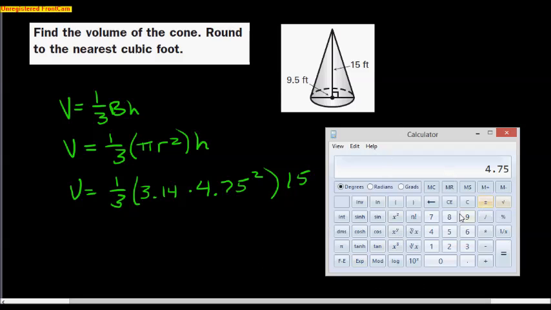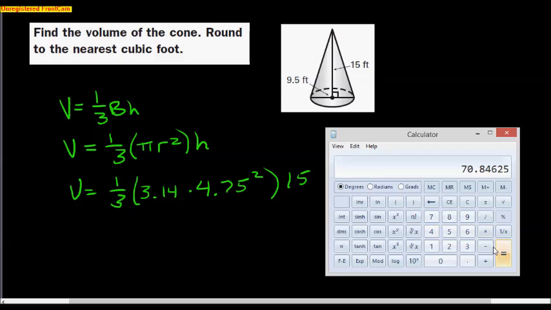Okay? So now I'm going to bring up my calculator again, and I'm going to do all this math. So I want to do my 4.75 first, and I square it, so I get that. Again, it says to the nearest cubic foot, but don't round until you're all done with your math here. So 4.75 squared, I need to multiply that by 3.14.